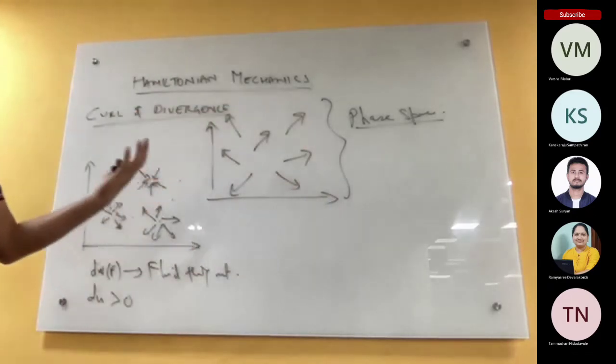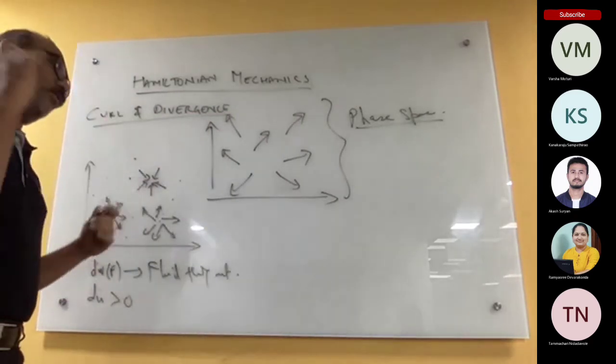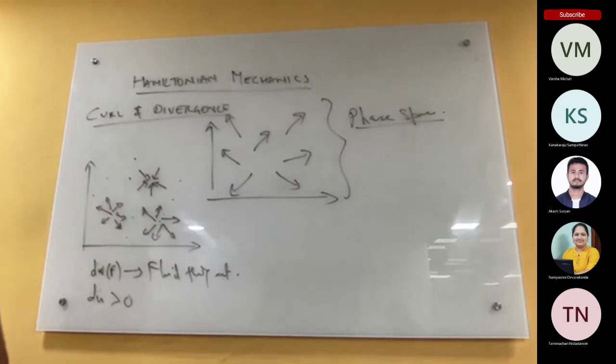I'll say there is a phase space. The divergence of this phase space is 0. Okay? Or the divergence is non-zero, or whatever we say. Okay? So this is divergence. Now, what is curl? I'm just trying to do it very, very quickly.